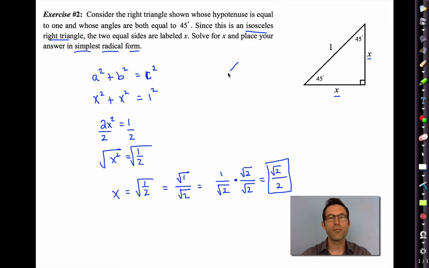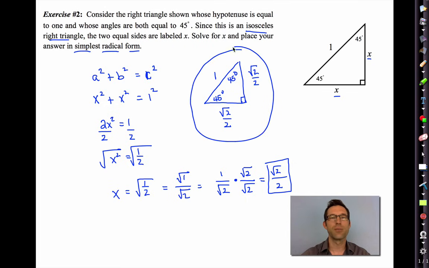Now, what does that mean? This is going to be important for later. If we have a 45-45 right triangle, and its hypotenuse is 1, then the two legs have length the square root of 2 divided by 2. This triangle is going to be important for us in a little while. But for right now, pause the video, think about what we did, and then we'll move on to a 30-60 right triangle.